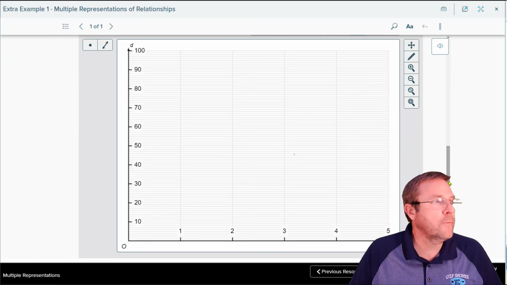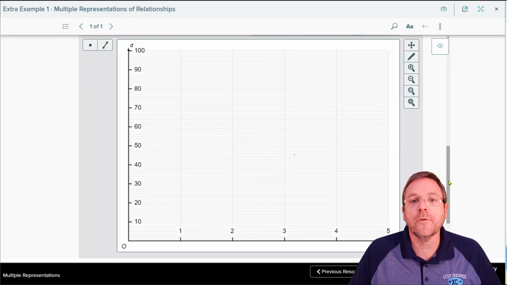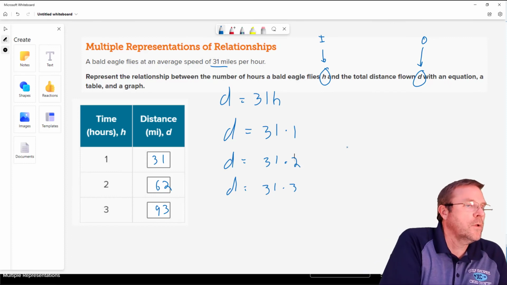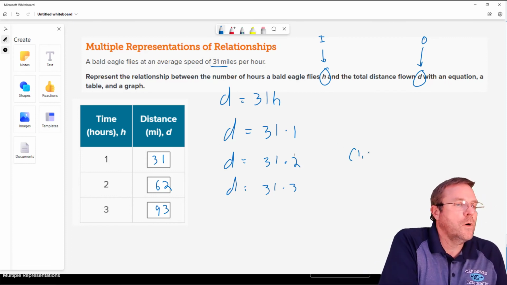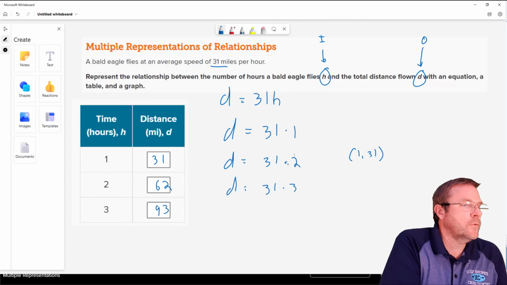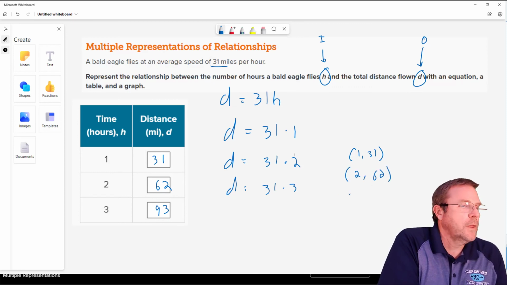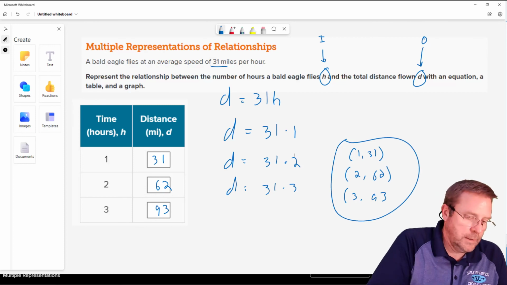But to do a graph, we have to find the ordered pairs first. So I'm jumping back over here. I'm going to acknowledge that my ordered pairs are going to be 1 and 31 for the first row. The second row is going to be 2 and 62. And the third row, that's going to become 3 and 93. So these are the ordered pairs that I need to graph.